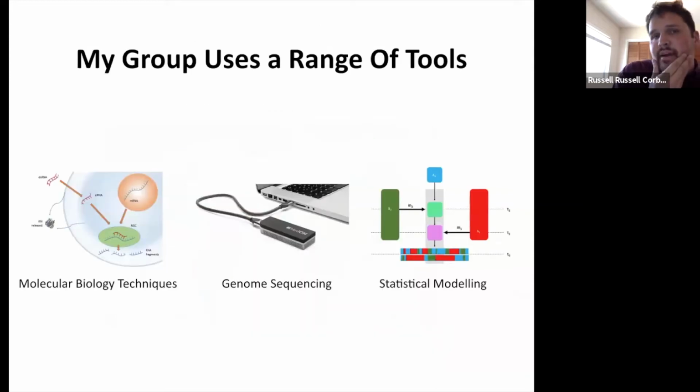Okay. And to do this, my group uses a pretty broad range of tools. So we have long used statistical computational modeling approaches on the right, and increasingly genome sequencing methods. Like I said, that's a MinION, but of course, lots and lots of different approaches. And then to some degree, molecular biology techniques to figure out how to sequence these things and how to do neat experiments. So a combination of different things to get after this bigger question of what is natural selection doing to the genome.